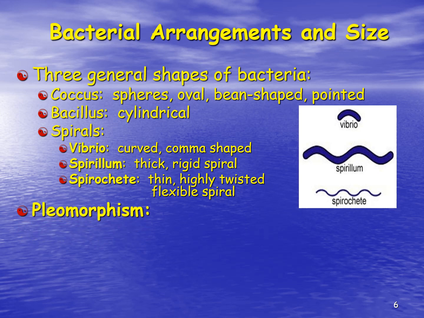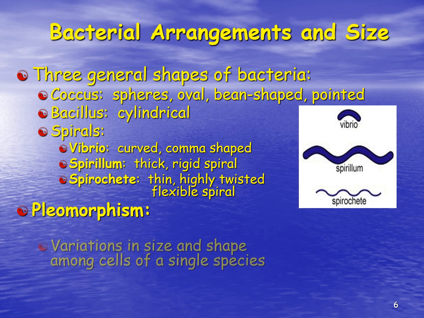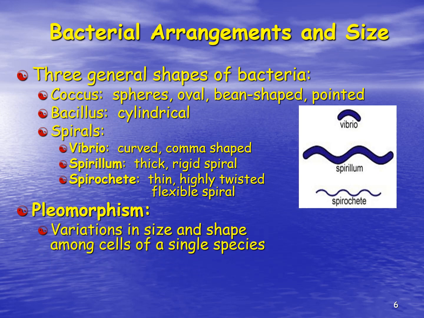Now, some bacteria are what we call pleomorphic, and pleo means many, morpho body. And so we see a variation in size and shapes among the cells within a single species. We have some bacteria known as Coccobacillus. Sometimes they look more cocci-like, sometimes they look more like bacilli, or sometimes they just kind of have a weird shape. And so we refer to these organisms as pleomorphic.